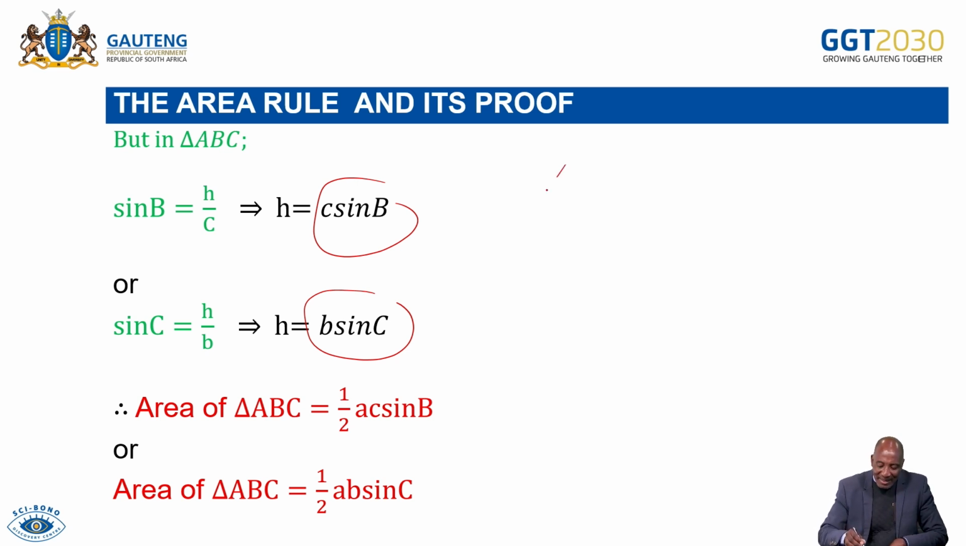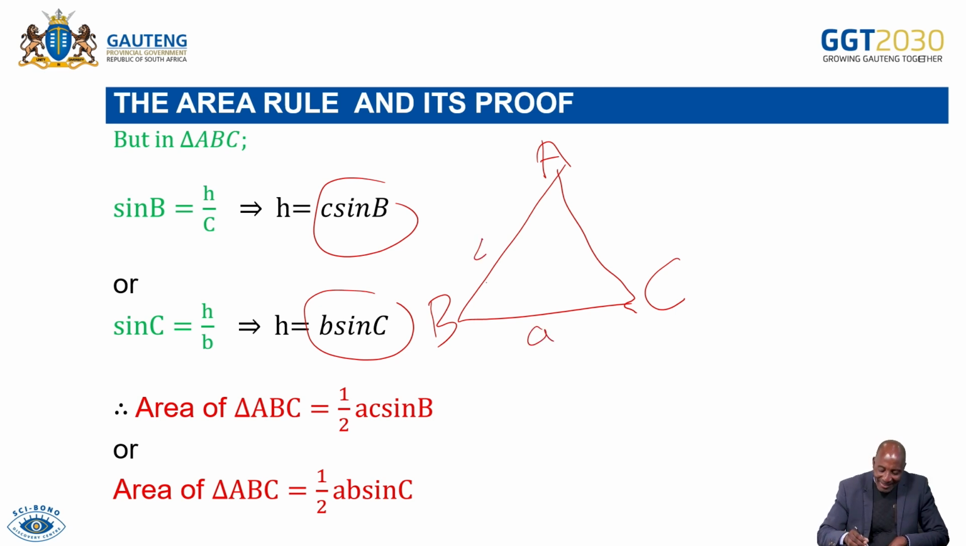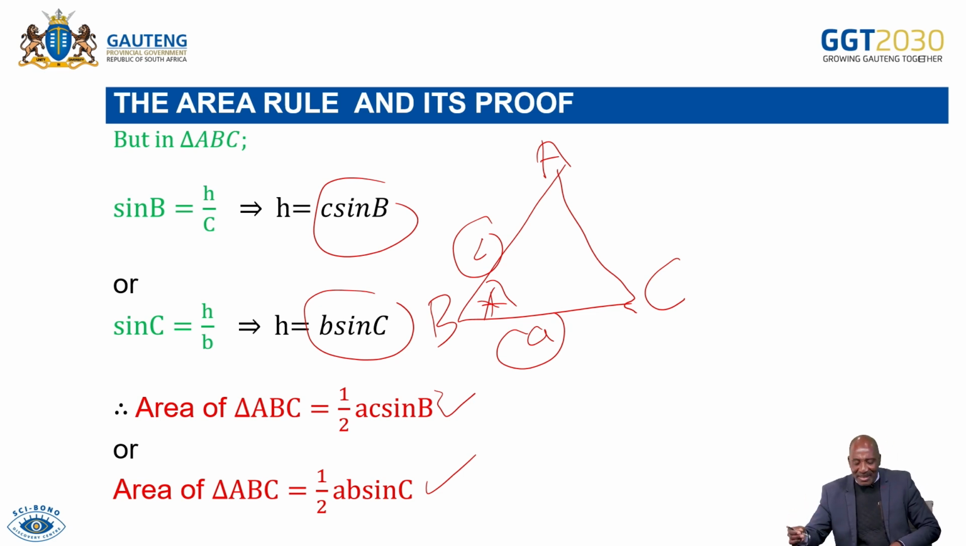What does that mean? It means your triangle is like this. This is your angle B. This is your angle A. This is your angle C. This is your small c. This is your small a. So if angle B is given, you need side C and side A. That's what it means. Same rule as the cosine rule. You need two sides and an angle between. Then the area rule will apply. Half AC times sine B. Then half AB times sine C.